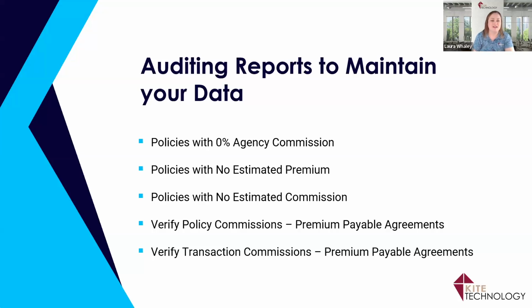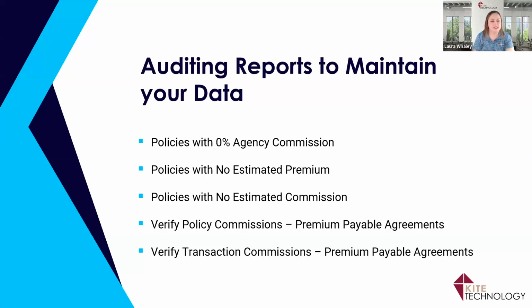But the first one is policies with zero agency commission. So it will look back to that line level and see where you are missing commission. Criteria on that is you're looking for blank or zero. Obviously, if you do have policies that you're getting zero, you need to be able to know that and identify that, but this will show you where you're missing something.